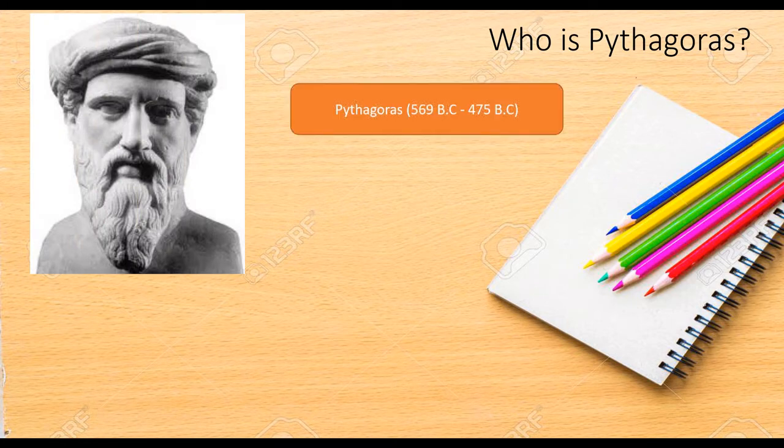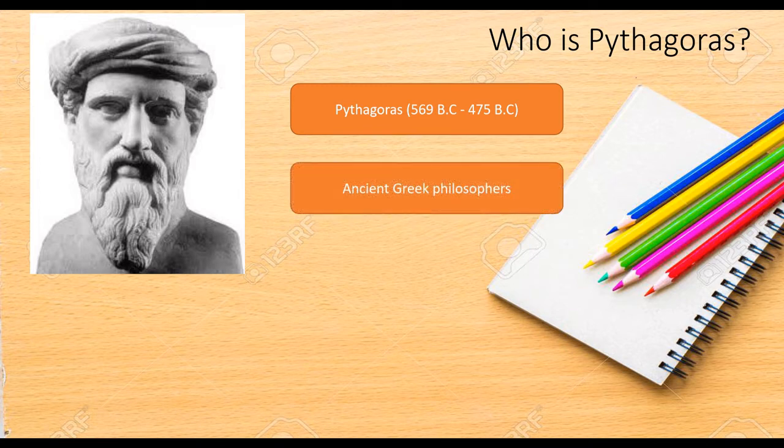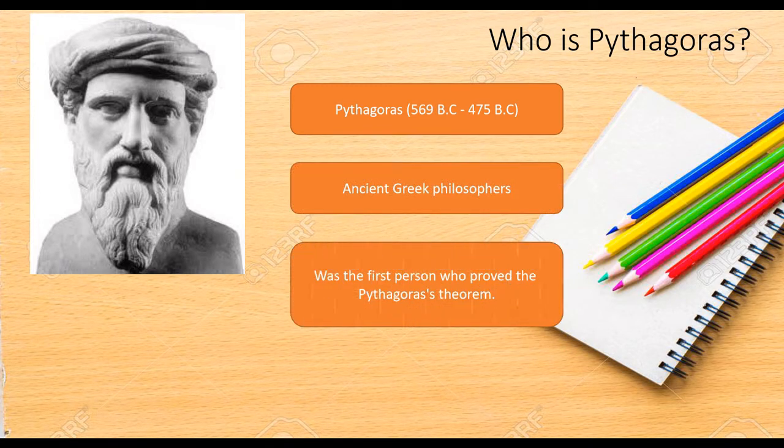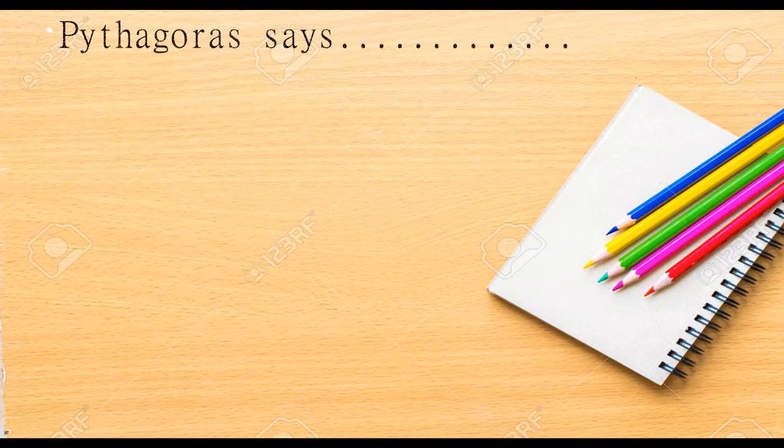Pythagoras was born in 569 BC and lived until 475 BC. He was a very ancient Greek philosopher, and he was also the first person who proved the Pythagoras theorem. So we have already mentioned the Pythagoras theorem a few times. Actually, what is the Pythagoras theorem?